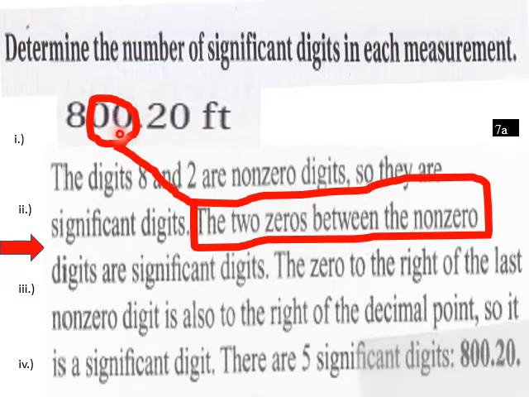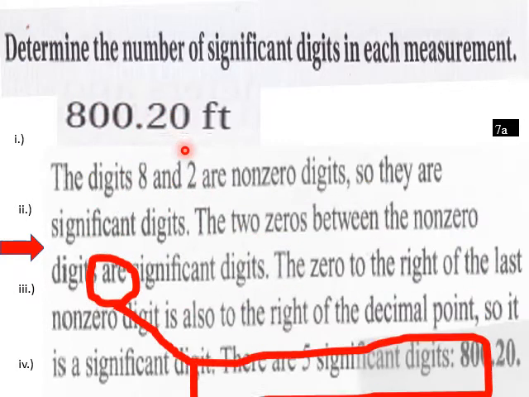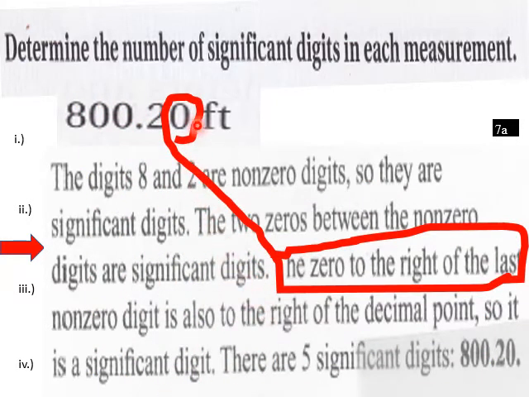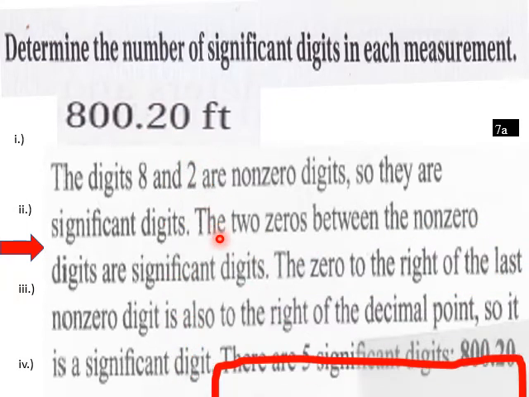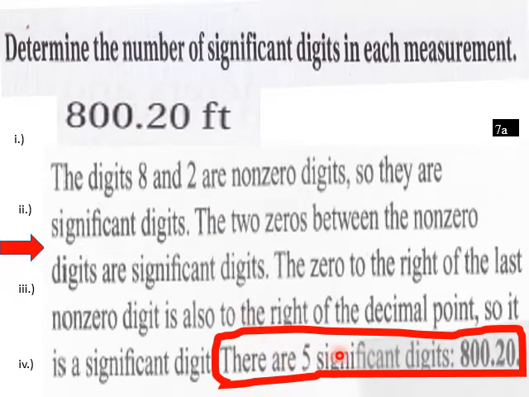There they are, the two zeros between the two non-zero digits, and there's your 0 at the end. That's significant because it is to the right of the decimal point. So there are 5 significant digits in this number here.